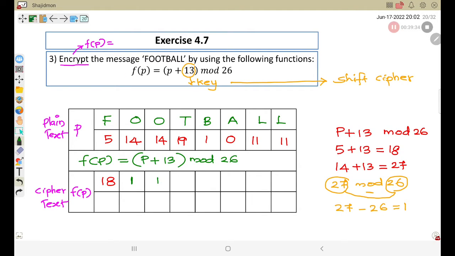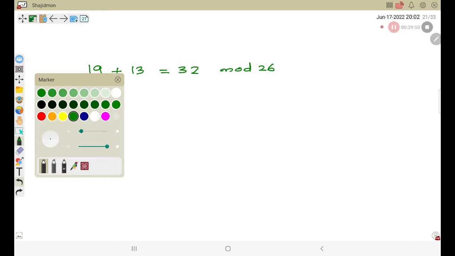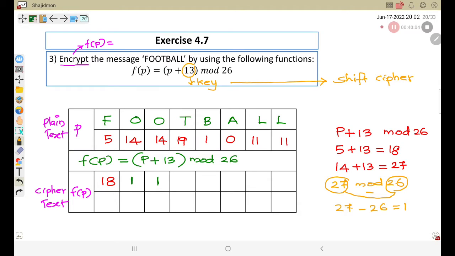Next also the number is 14. So 1 you will get. Next is 19. So 19 plus 13, it is 32. I will show on the next page. 19 plus 13 is equal to 32, correct? 32 mod 26 we need to take, correct? So what I did, 32 minus 26, correct? You will get 6. Okay? So I can write here equal to 6.